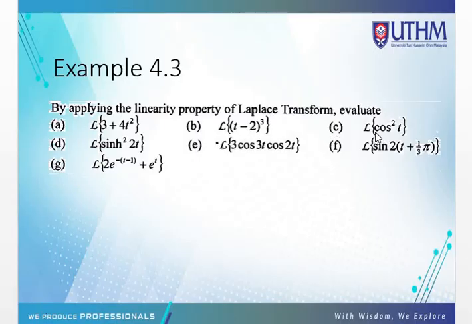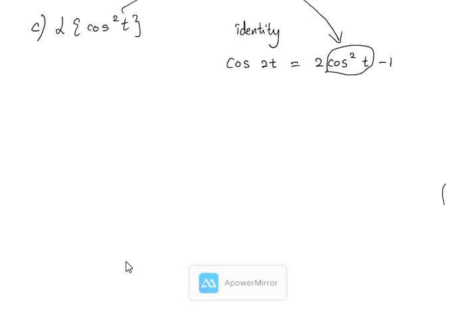The next question is the Laplace transform of cos squared t. For cos squared t, we cannot directly perform the Laplace transform. Therefore, you can use the identity: cos 2t is equal to 2 cos squared t minus 1. We will use this here.